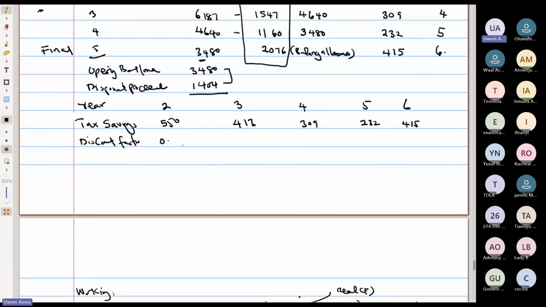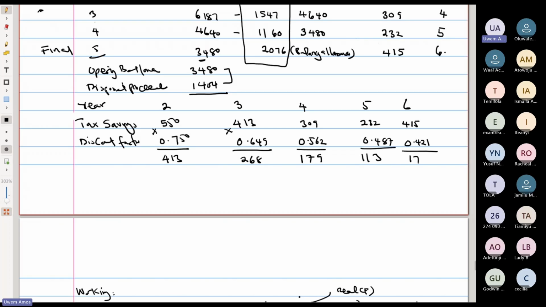So let's do that. We're almost there. 550 multiplied by 0.750, I have 413. 413 multiplied by 0.649, I have 268. One can also reconfirm the values because this is 0.562, copying it from what we have up. I have 179. 0.487 copied from up, I have 113. 0.421 copied from up, I have 175.